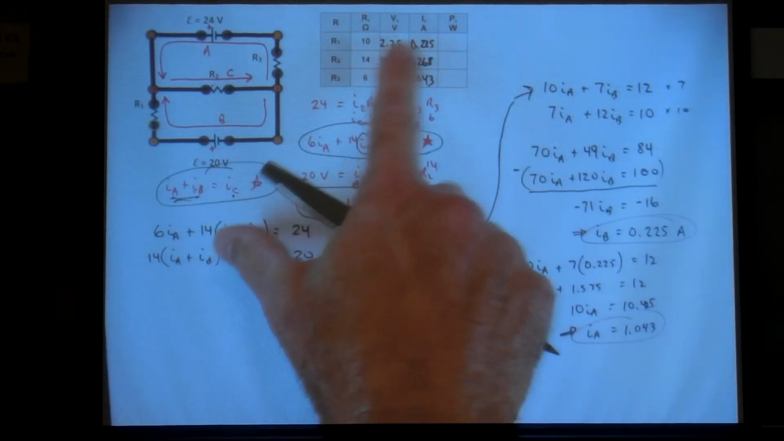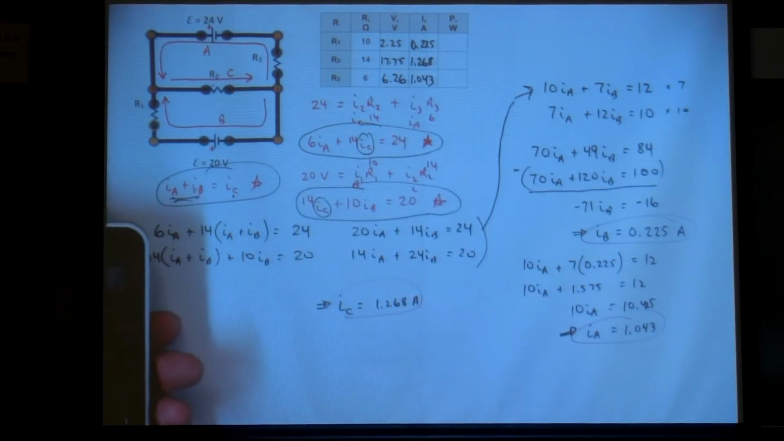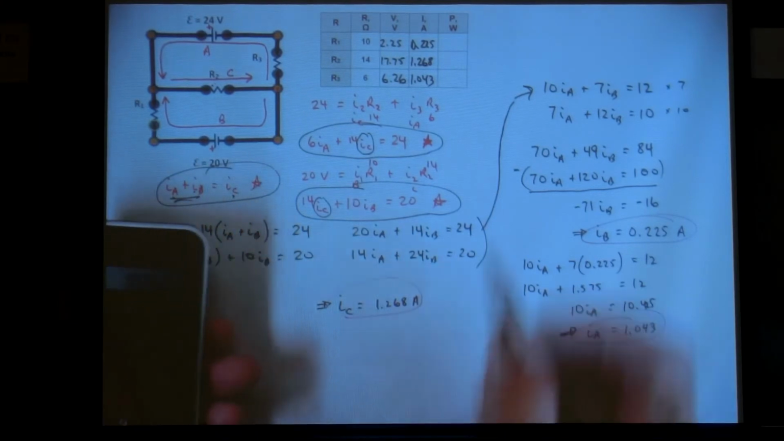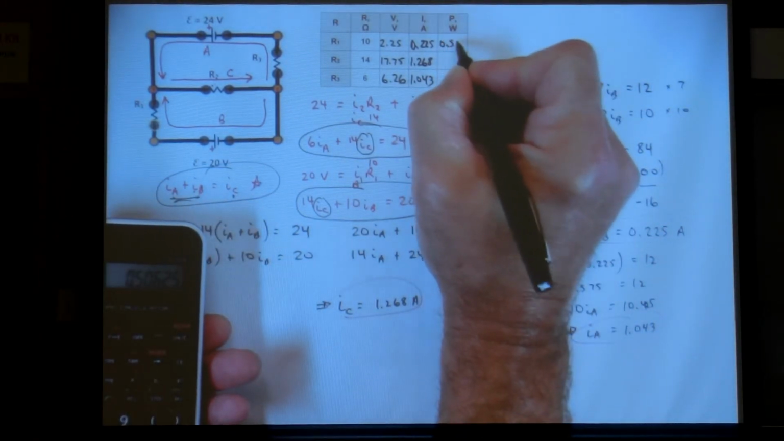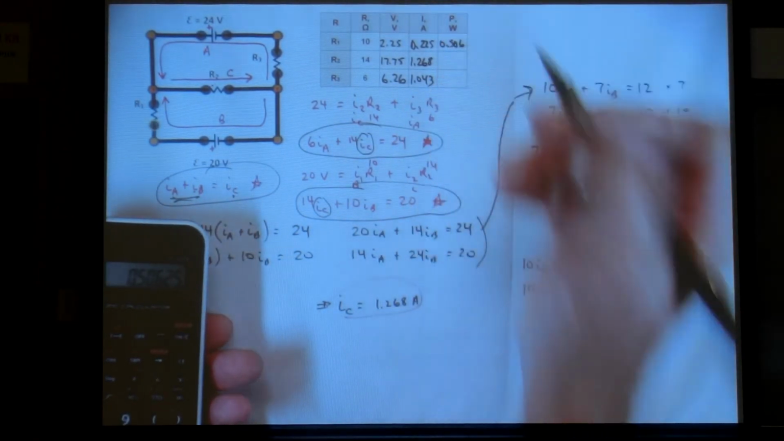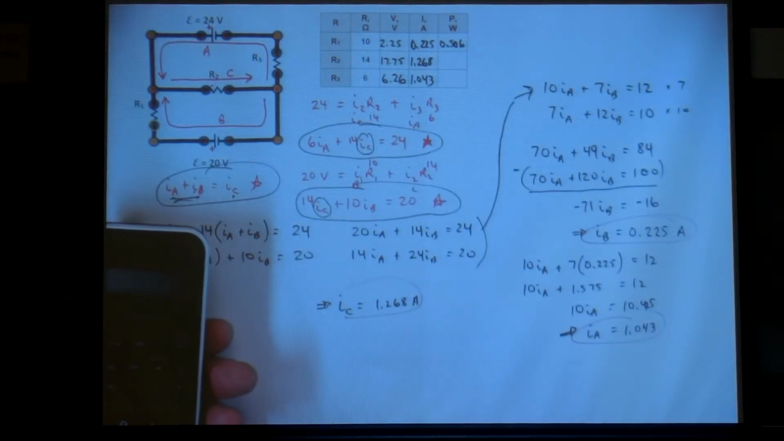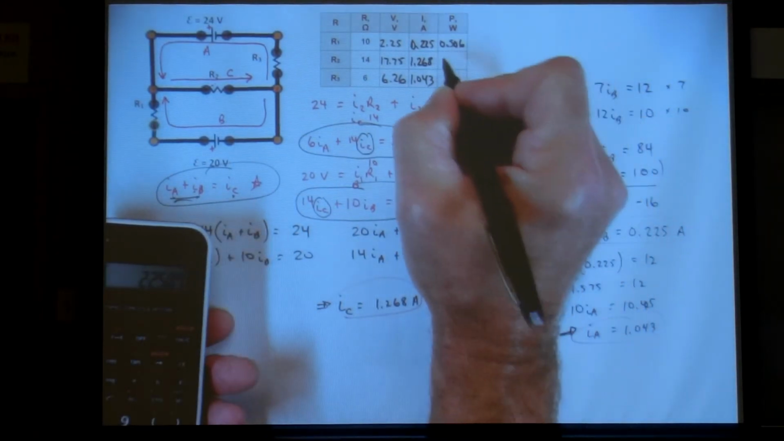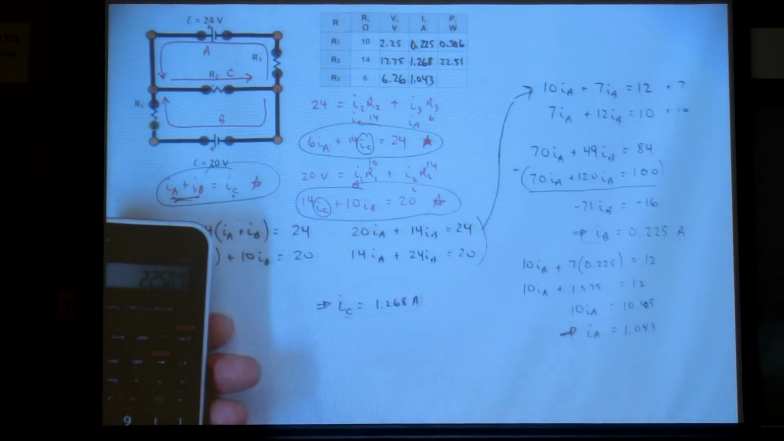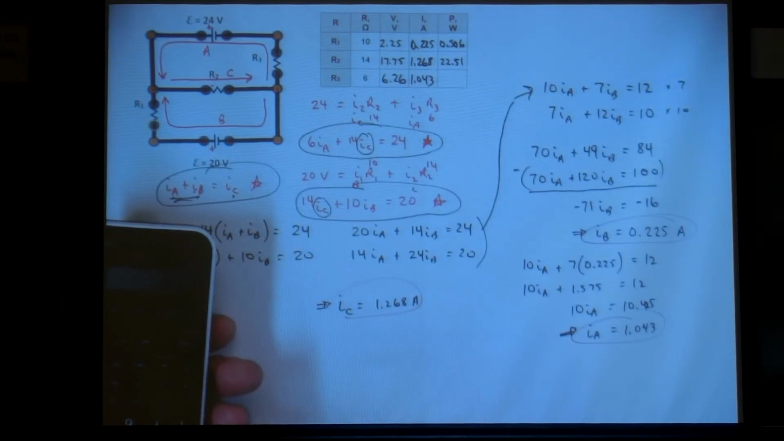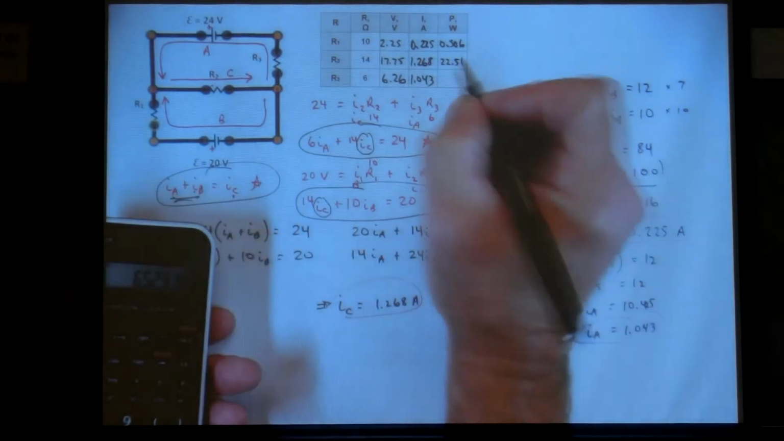Power, volts times amps, so 2.25 times 0.225, I get 0.506. Then I take 17.75 times 1.268, and I get 22.51. And then 6.26 times 1.043, I get 6.53.